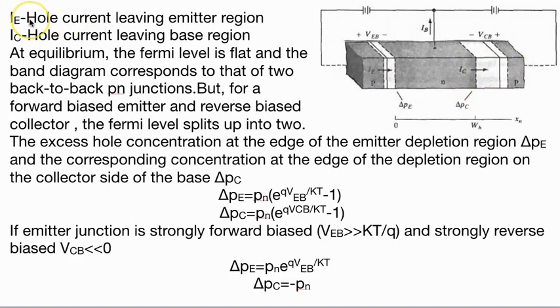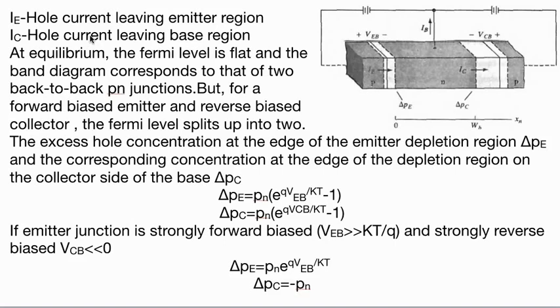IE is the whole current leaving the emitter region. IC is the whole current leaving the base region or entering the collector region. At equilibrium, the Fermi level is flat and the band diagram corresponds to that of two back-to-back p-n junctions. But for a forward biased emitter and reverse biased collector, the Fermi level splits up into two.